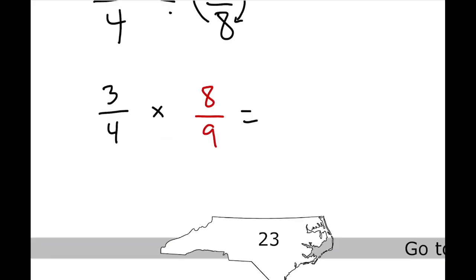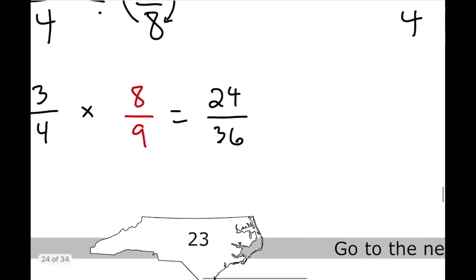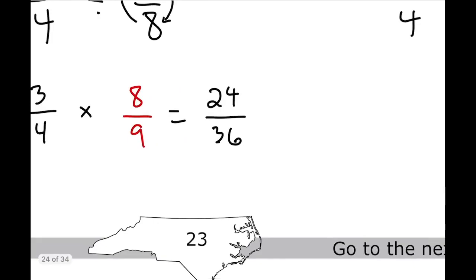So what is 3 times 8? That's 24. 4 times 9 is 36. And both 24 and 36 could be divided by some numbers. Hopefully you can see that they're both even. You can divide by 2. Maybe you can divide by 4. Maybe you can see the 6. Let's just start somewhere. So I think 6 is a good number. There could possibly be a larger number that works, but let's just do 6.